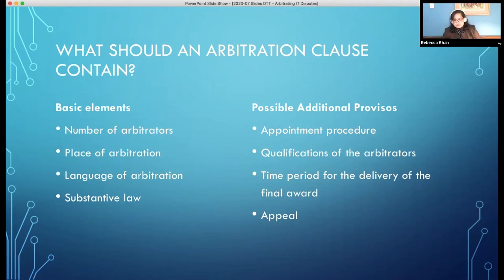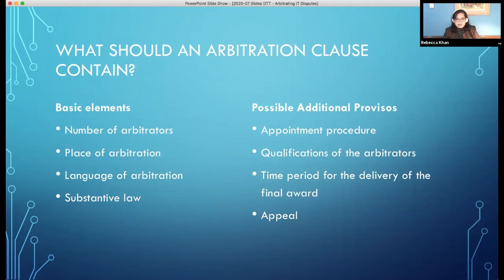In determining whether you want one or three arbitrators, parties should weigh the considerations of cost and efficiency against the value and complexity of the dispute. If it's a contract that costs a considerable number of millions of pesos and it's very complex, you'd probably want to go with three arbitrators rather than a sole arbitrator. So the complexity and cost of the dispute will determine your decision whether to go with one or three arbitrators.